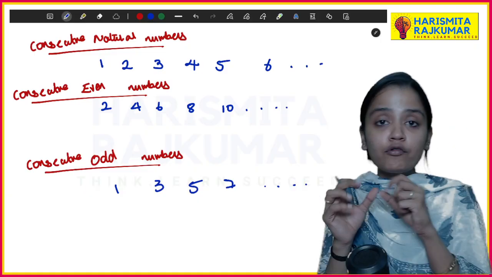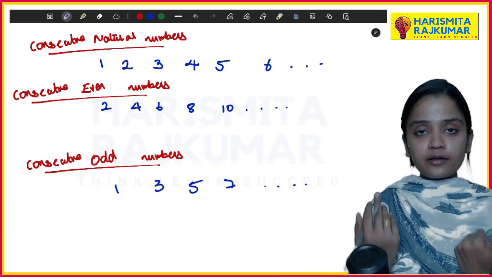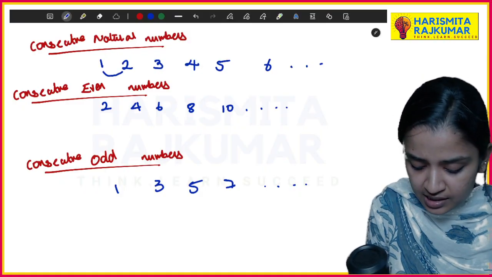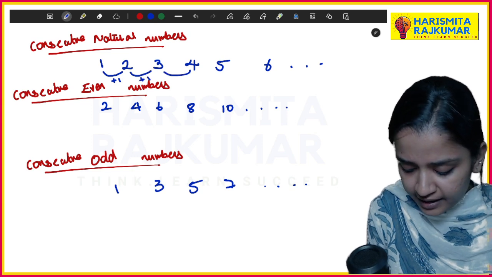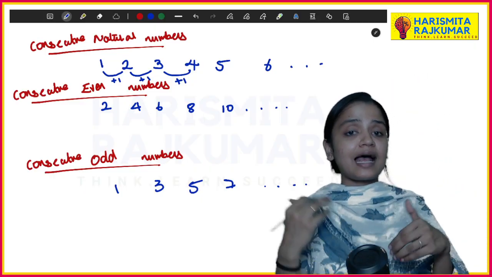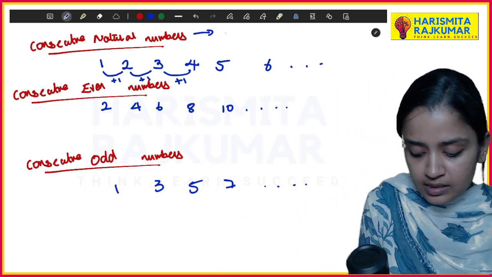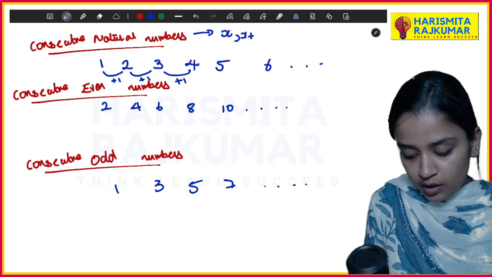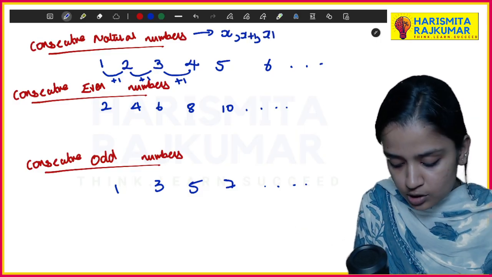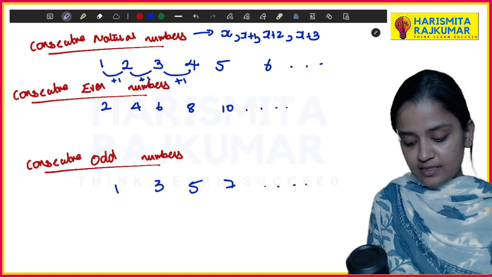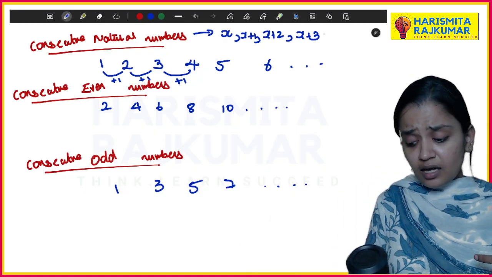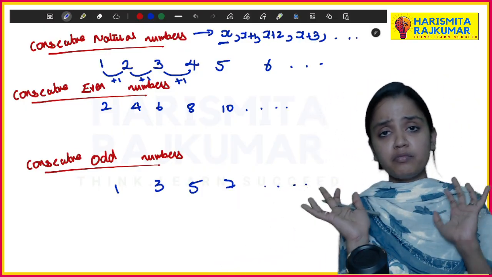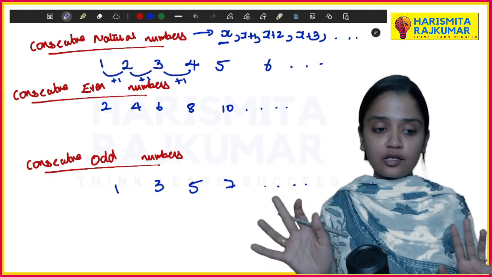So you have to have a formula for this. Let us assume the first number as x. It is just incrementing by 1, meaning it is just adding 1. So if I assume x as the first number, what will be the next number? x plus 1. The next? x plus 2. The next? x plus 3. With respect to the first number only, you will be able to find the remaining numbers. So this is the formula for consecutive natural numbers.